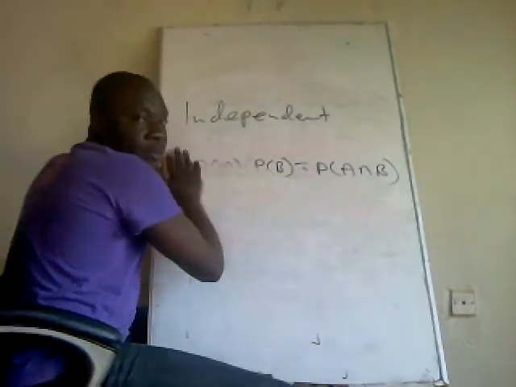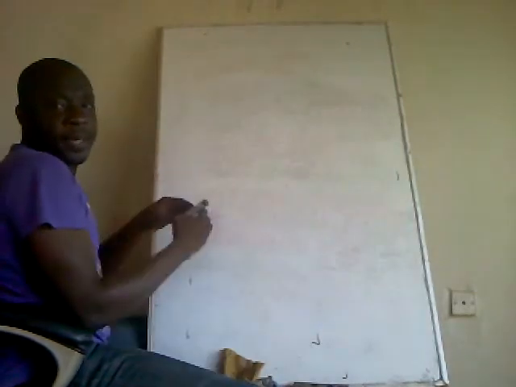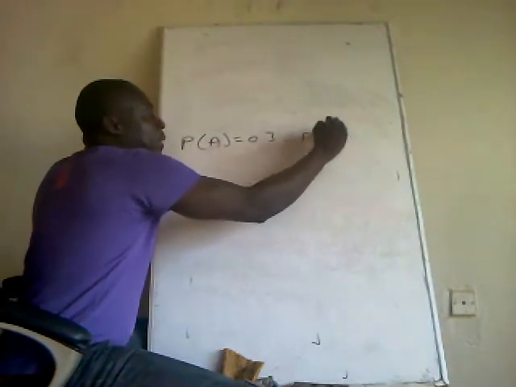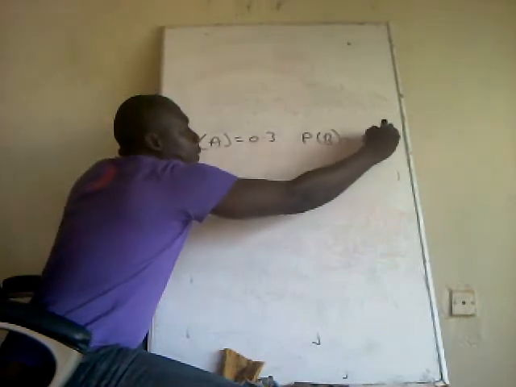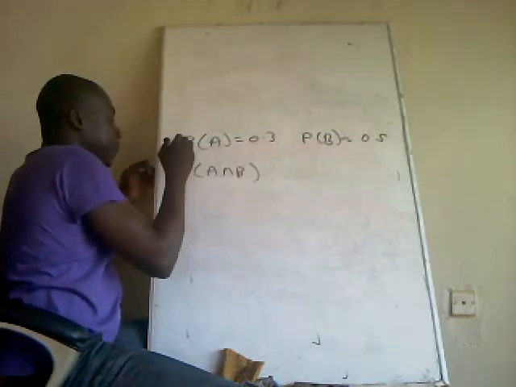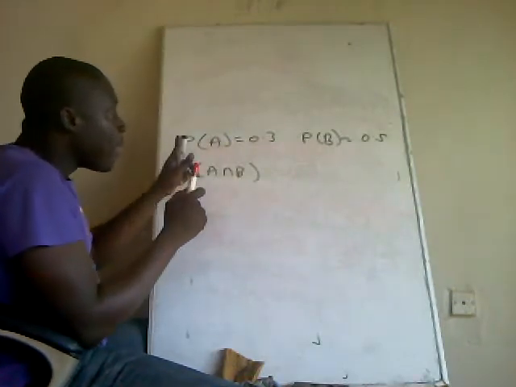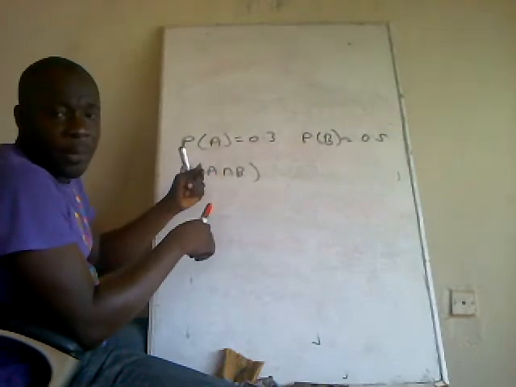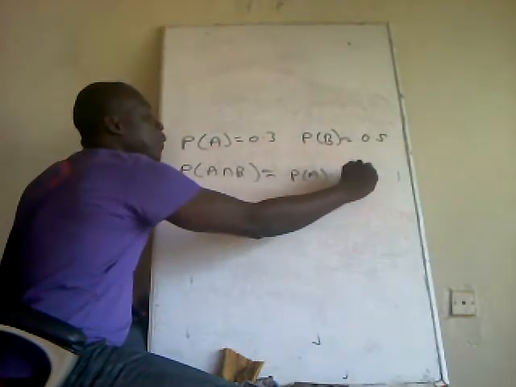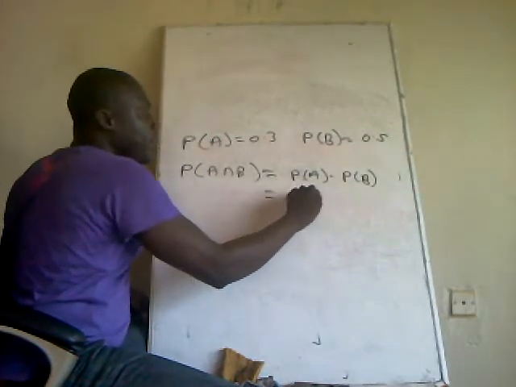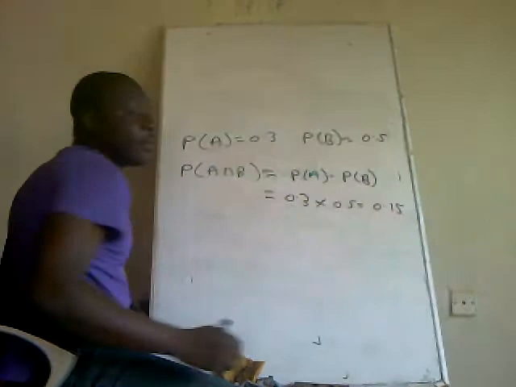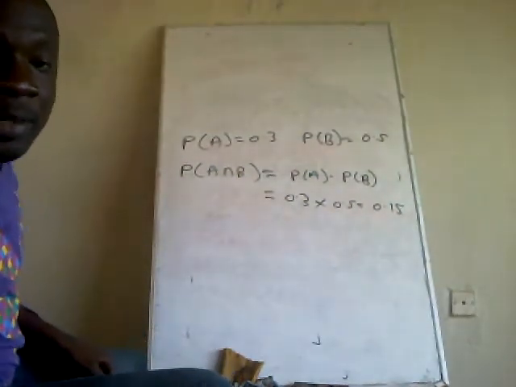So then we look at an example. The question says that if A and B are such that P of A is equal to 0.3 and P of B is equal to 0.5, we are supposed to find P of A intersection B. Now remember, if A and B are independent, it means that P of A intersection B is equal to P of A times P of B, which is 0.3 times 0.5, which is equal to 0.15. So A intersection B is equal to 0.15.